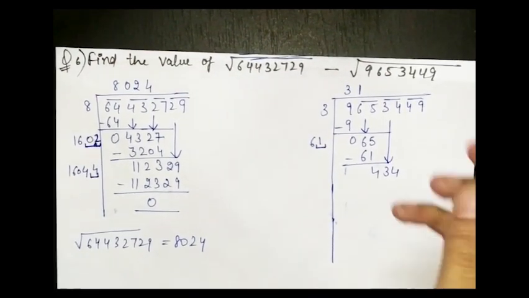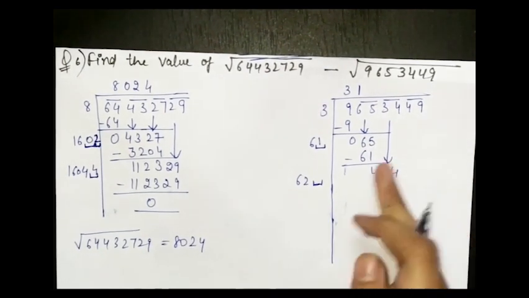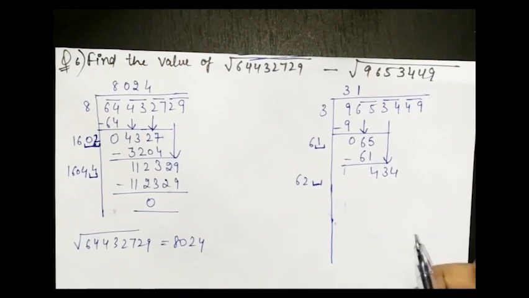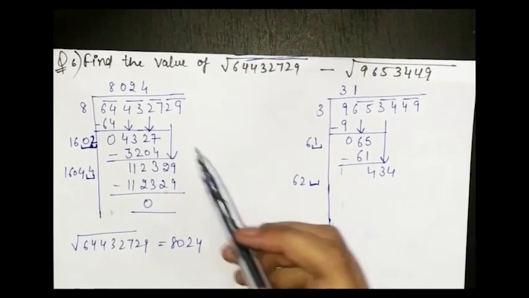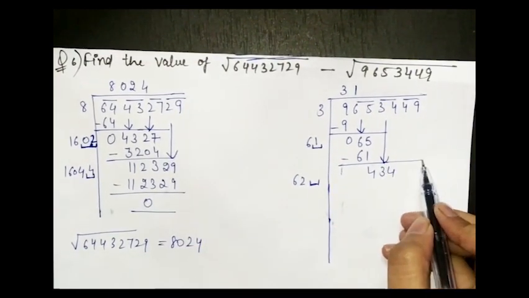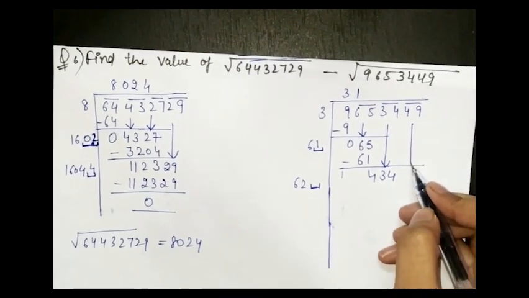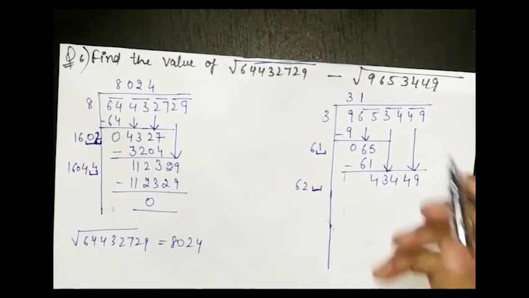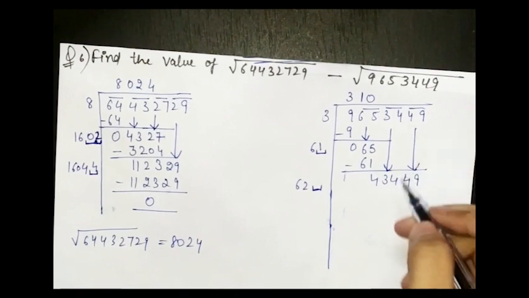Now what is the double of 31? That is 62. Now what will be the other number so that this will be completely divisible? But before doing this, have you seen something that we saw here also? 434 is smaller than 62 and something. So we have to take one pair more here, that is 43449. Now we have to add 0 here because we have put two pairs here. So 0.